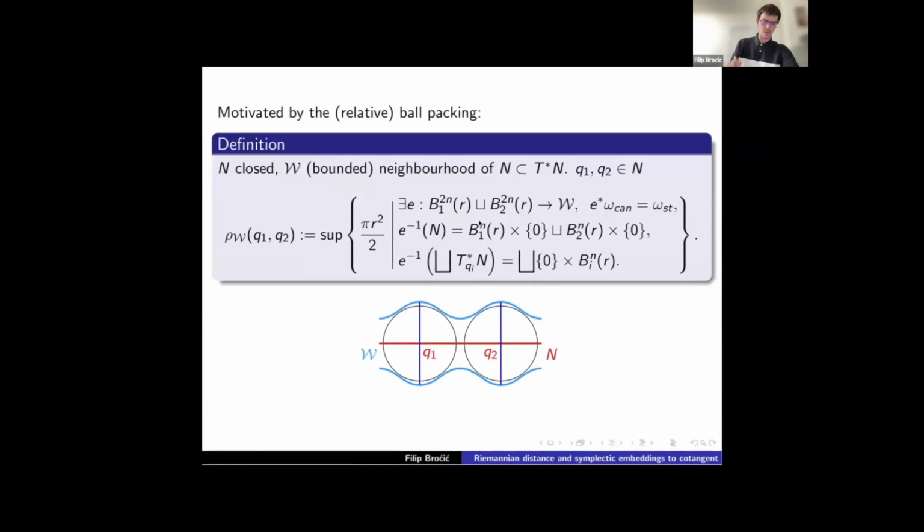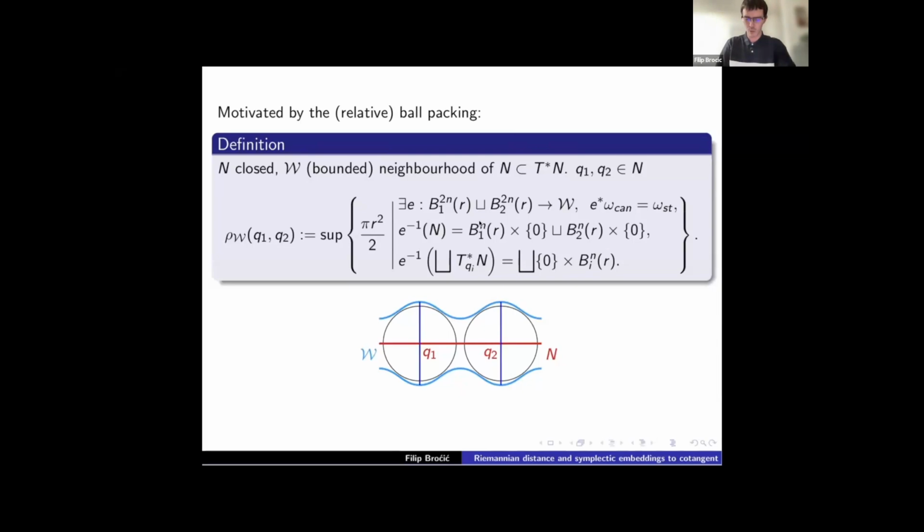Okay, so I'll start with the definition, and this definition is motivated by ball packing, but a relative version of ball packing. When I say relative, I mean relative to some Lagrangian submanifold of a given symplectic manifold. And for us, the setup is given by a smooth and closed manifold N, and a neighborhood W, which is an open bounded neighborhood of the zero section N inside the cotangent bundle. So our symplectic manifold for the whole talk is going to be a cotangent bundle.